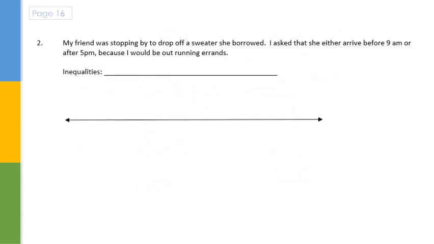My friend was stopping by to drop off a sweater she borrowed. I asked that she either arrive before 9 a.m. or after 5 p.m. Again, big clue here is this word or, because I'd be out running errands. So I'm going to write the word or. This is an or. We have two different times here. We'll say the time that she's going to arrive, we'll call that X. So the time she's arriving at is X. So we're going to say X is either before 9 or after 5.